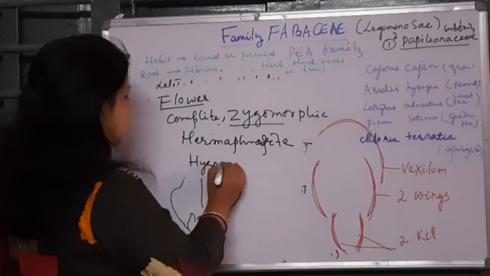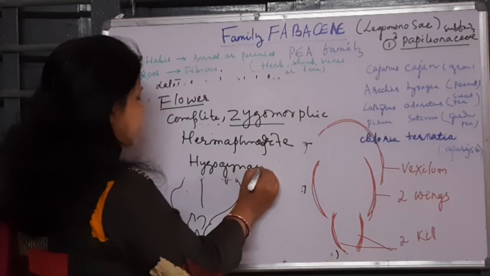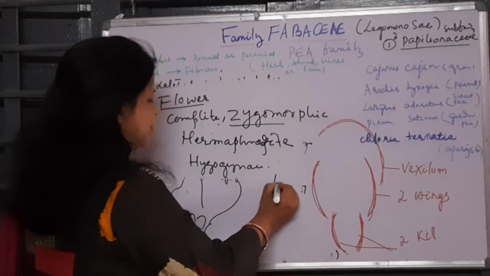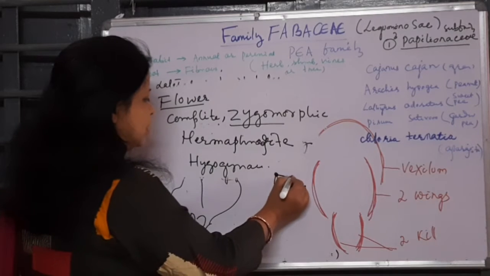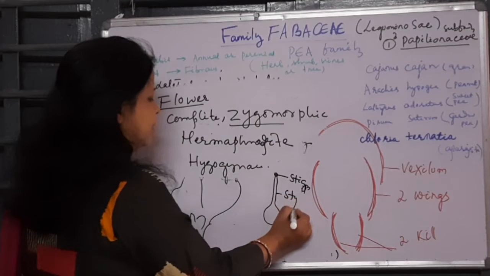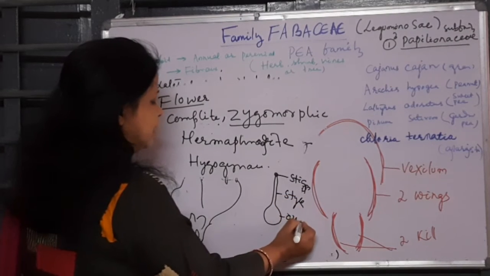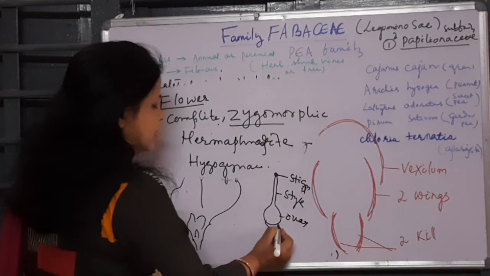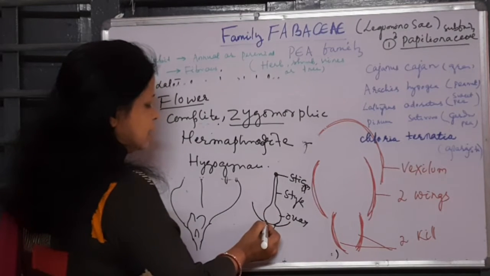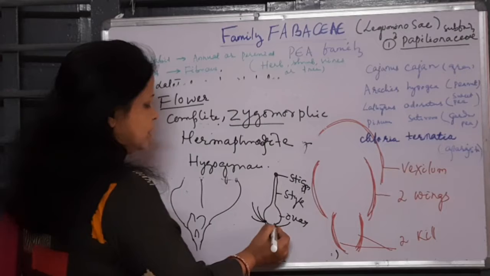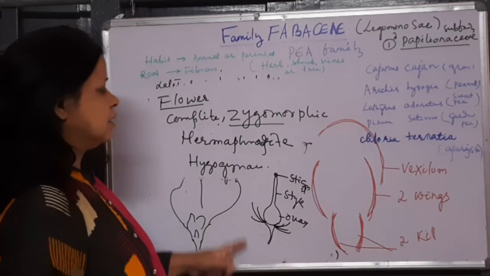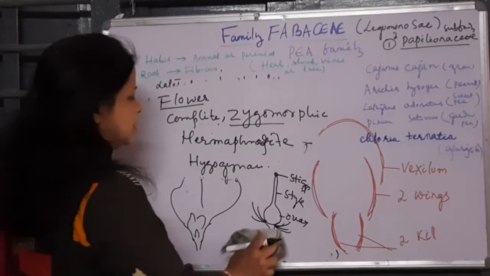Hypogynous or perigynous. Hypogynous means superior ovary. If this is the gynoecium, this is stigma, style, ovary, then below the ovary, calyx, corolla and androecium arise below the ovary. This is called hypogynous condition.